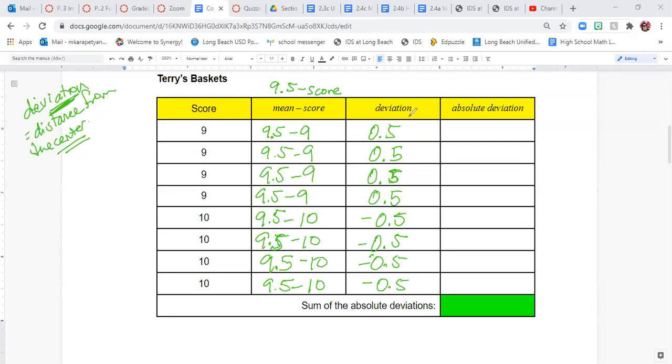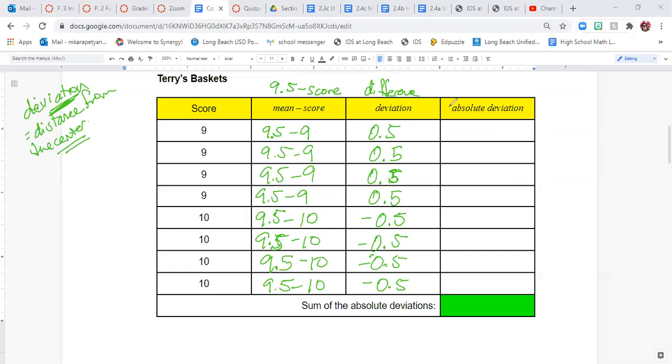So those are the deviations of each score, right? And Terry's looks so uniform because we have so much repetition in his scores. So I see a lot of similar deviations here. Okay. Now, this is the deviation. We just found the difference between our mean and each observation, each score.